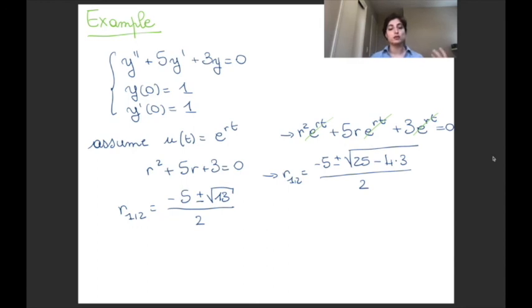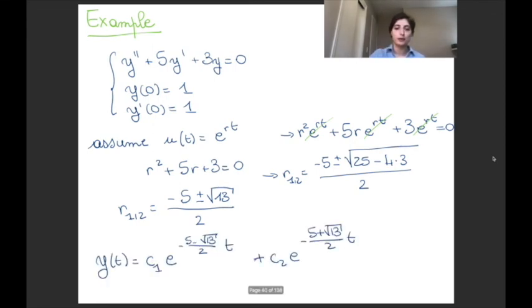We have a solution that r1 and r2 are minus 5 plus or minus square root of 13 divided by 2. That means that the solution to our ODE is c1 exponential of r1t, that is exponential of minus 5 minus square root of 13 divided by 2 multiplied by t, plus the other part of the solution is c2 exponential of minus 5 plus square root of 13 divided by 2 multiplied by t.